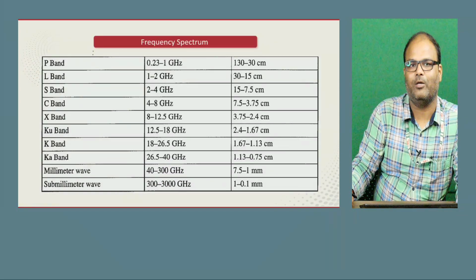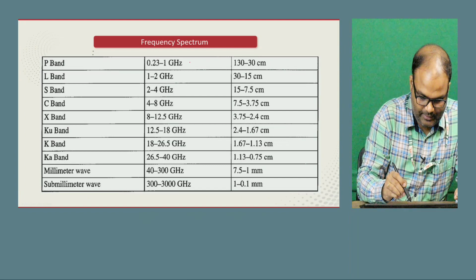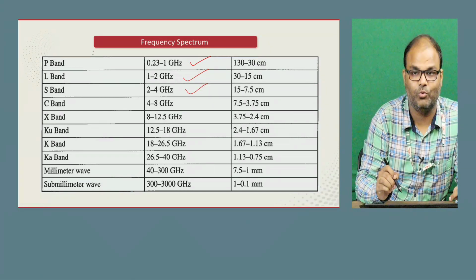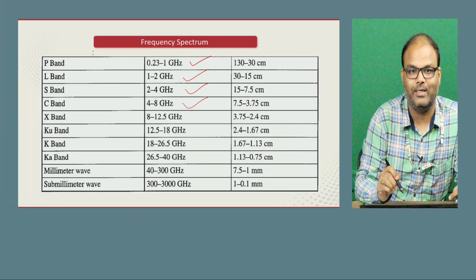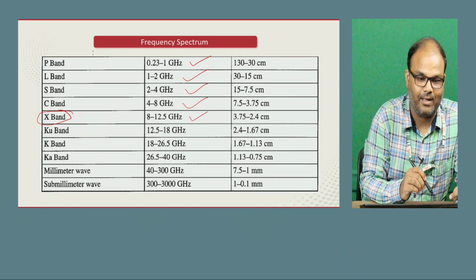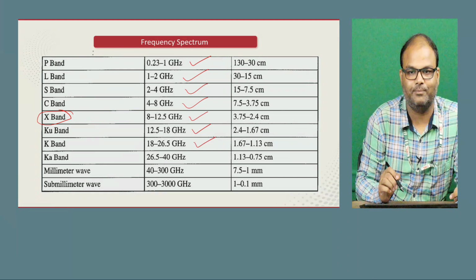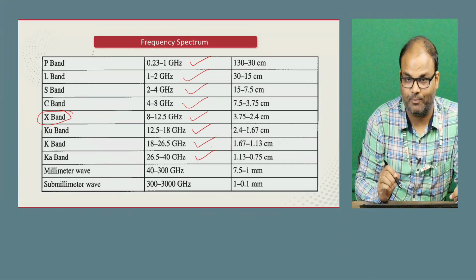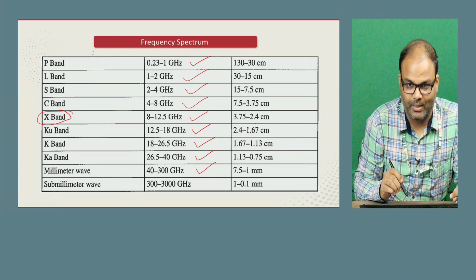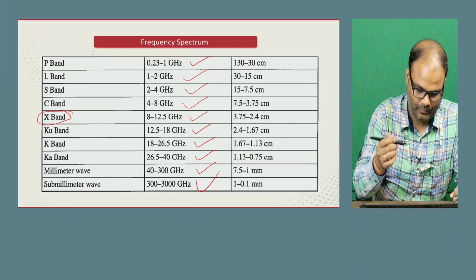Now if you are thinking about frequency bands, then the P band is from 0.23 to 1 gigahertz, L band 1 to 2 gigahertz, S band 2 to 4 gigahertz, C band 4 to 8 gigahertz, X band 8 to 12.5. X band we are using for the microwave band. Ku band 12.5 to 18 gigahertz, K band 18 to 26.5 gigahertz, Ka band 26.5 to 40 gigahertz, millimeter wave 40 to 300 gigahertz, and sub-millimeter wave 300 to 3000 gigahertz. So this is all about the frequency bands.